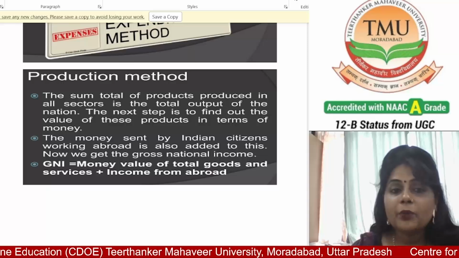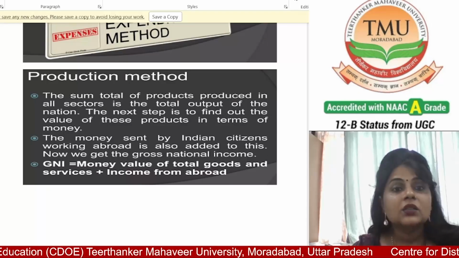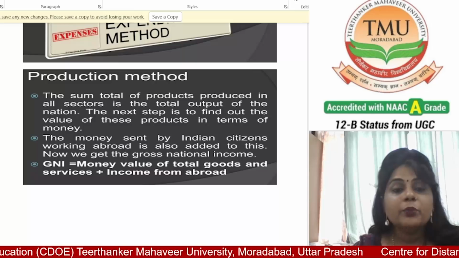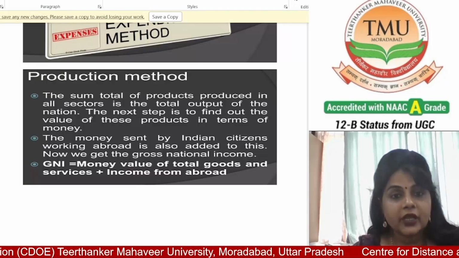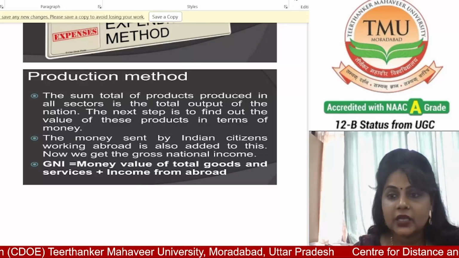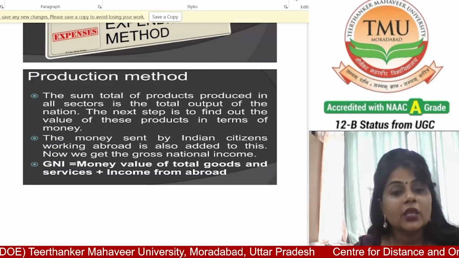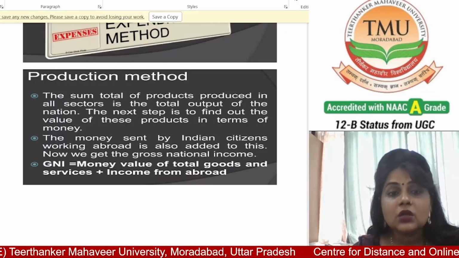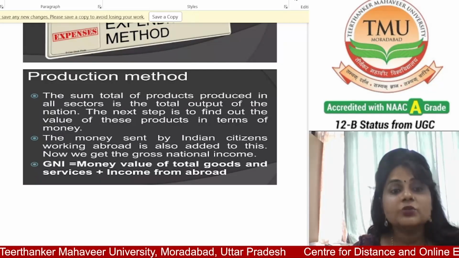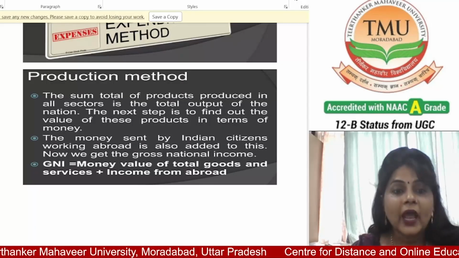If the value of intermediate consumption is already given, then the value of imports is not included separately in the calculation of national income. It is because the value of intermediate consumption already includes the value of imports. However, if the question specifies the domestic purchases separately, then the value of imports will be added.